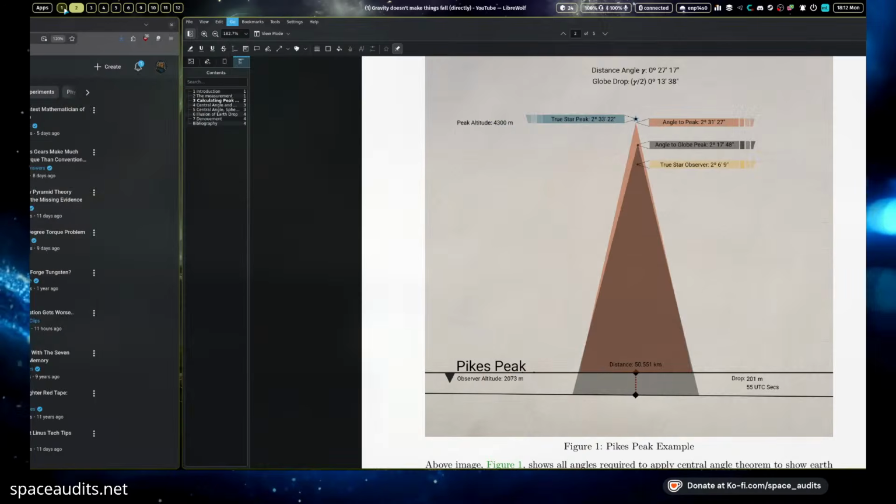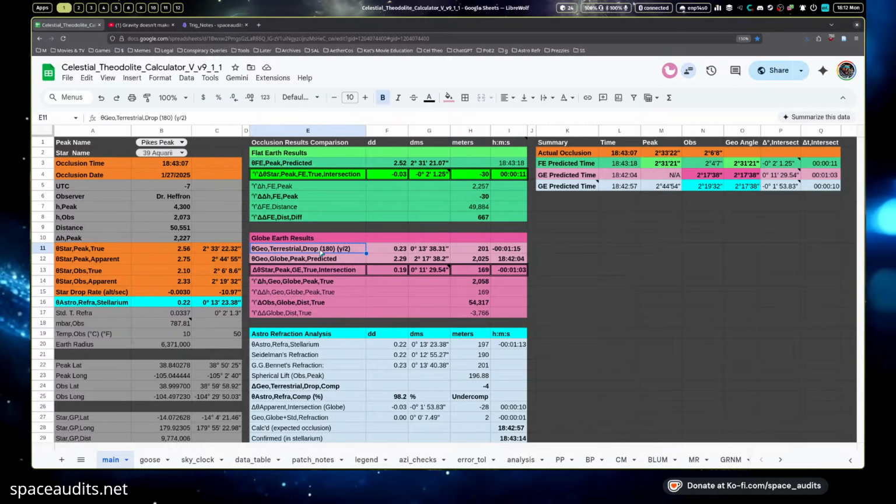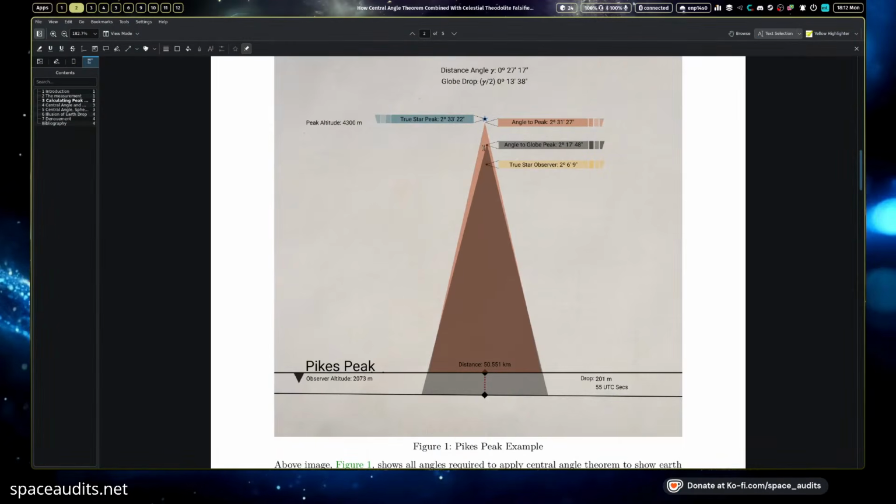On the spreadsheet here, that's noted by terrestrial drop, or globe drop, which is noted by the half gamma. And that's just 180 times the distance over 2 pi r, times the radius, to get the arc minutes for that. And then you can convert the arc minutes through either a tangent function or multiplying the sagitta out by 4, and that'll give you what the drop over distance would be, which is 200 meters. So that's what we're looking at here.